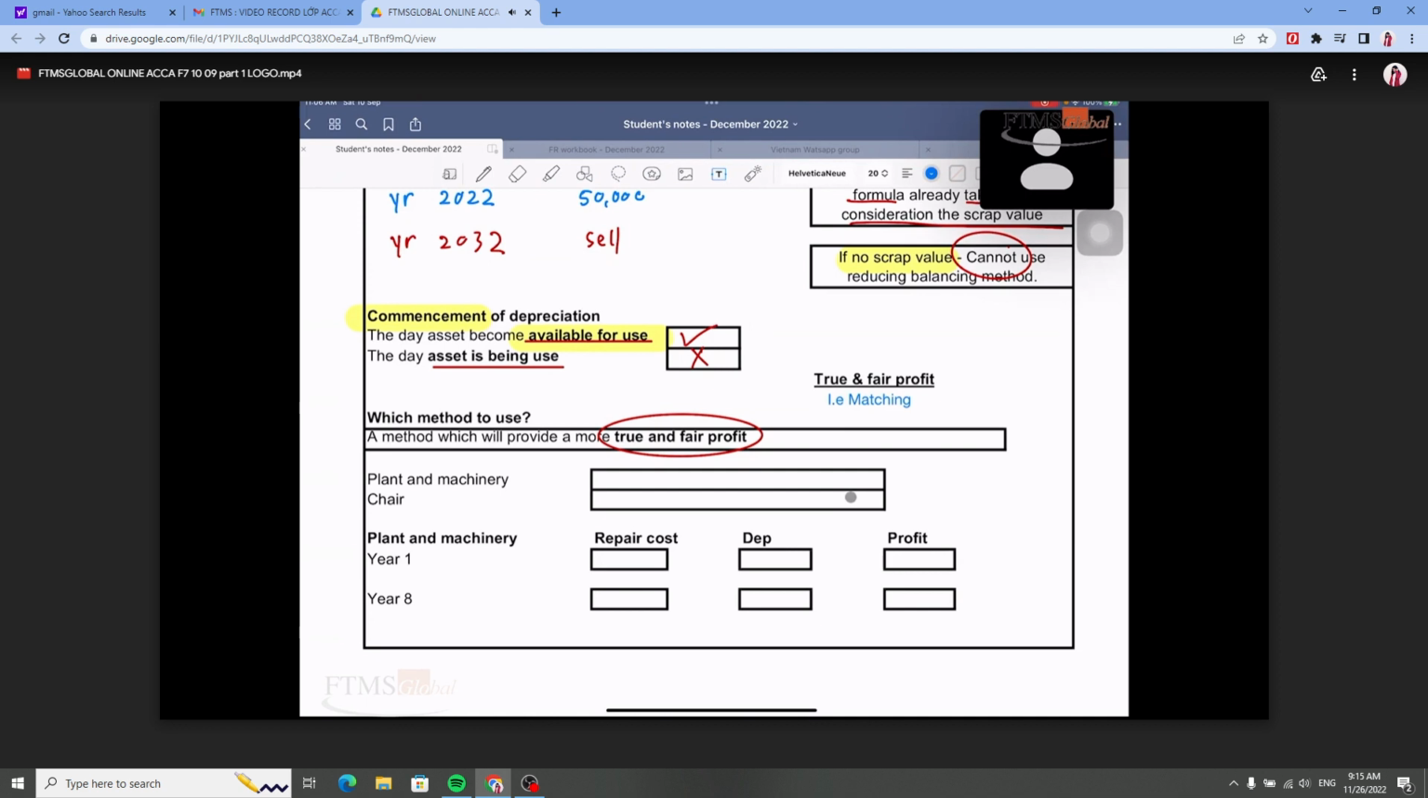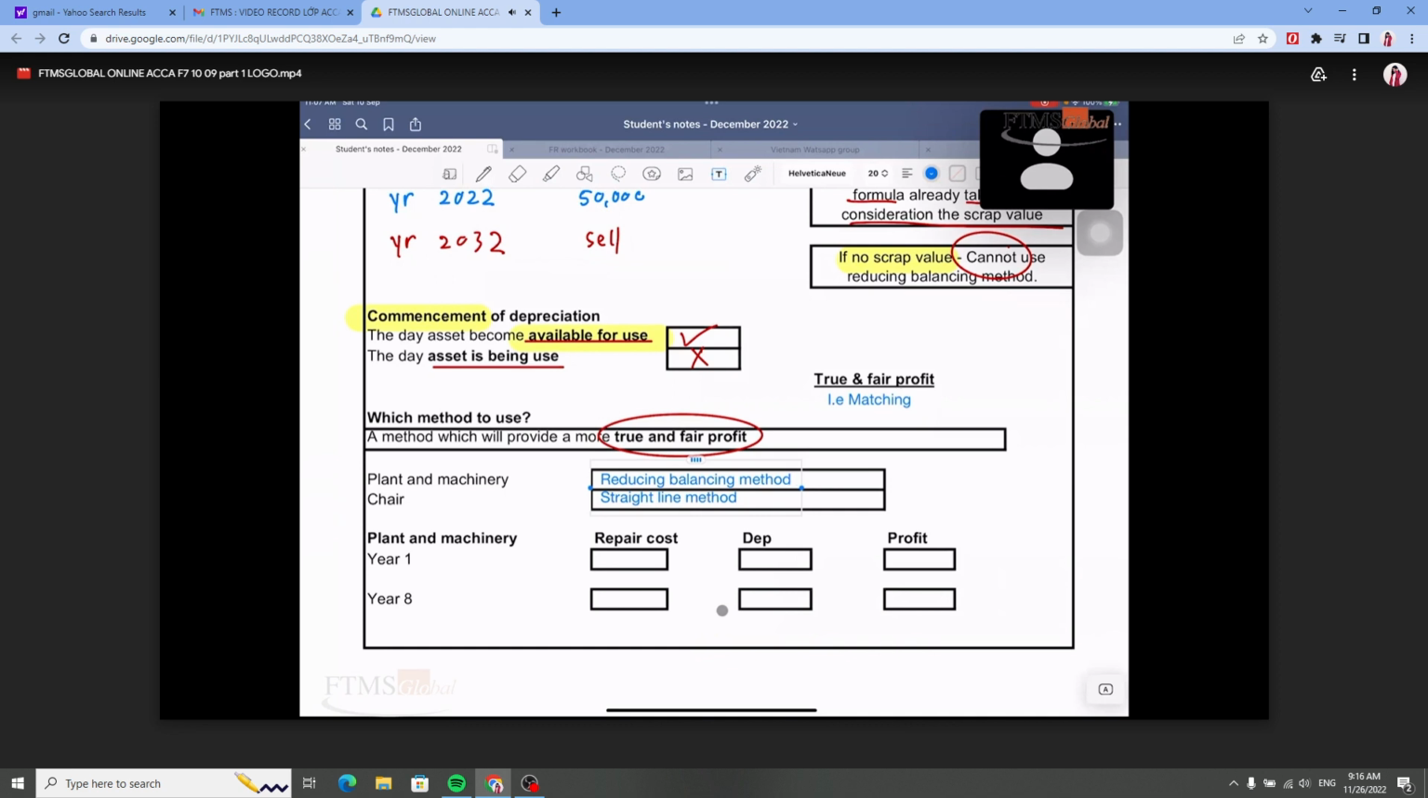If you read the textbook, they will often say plant and machinery, you should use the reducing balancing method. Plant and machinery, they encourage you to use the reducing balancing method. Then for chairs, they will ask you to use the straight line method. So this one is by default. If you read the textbook, they will say plant and machinery use reducing balancing method, then chair use the straight line method.